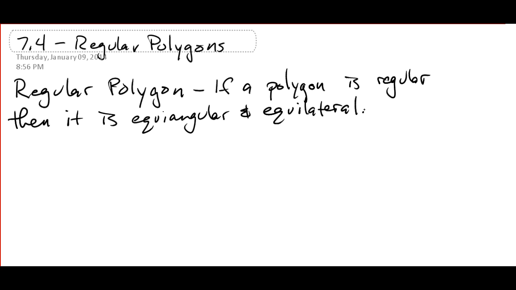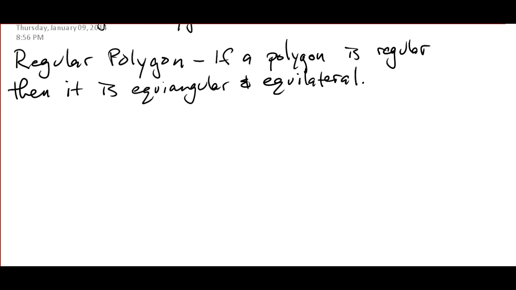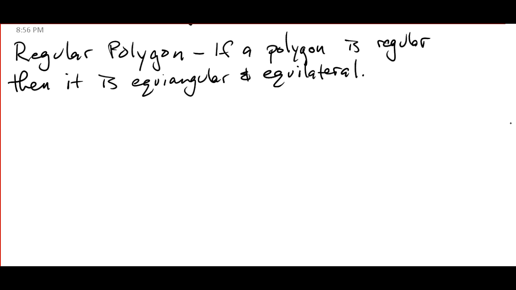So a rectangle is not regular even though it has all equal angles, because its sides are unequal. And a rhombus is not regular because even though its sides are all the same, its angles are not. Alright, so we're going to be talking about polygons where the sides and the angles are all congruent. Alright, so let's look at a theorem.